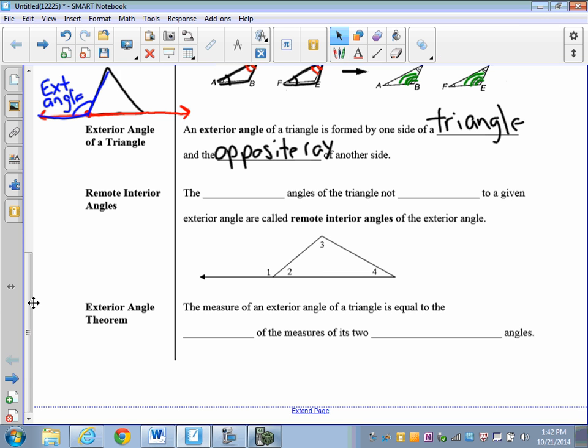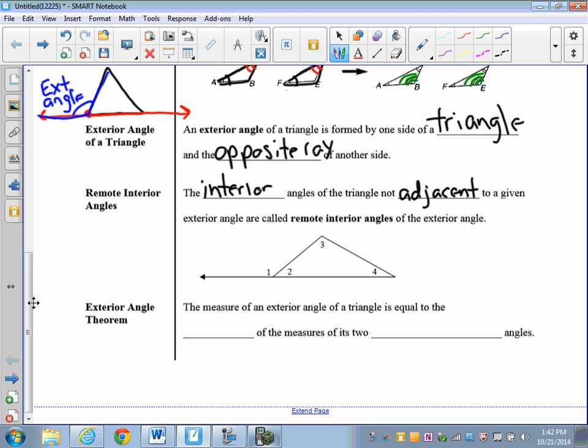Sometimes this will get confusing because you'll see angles on the outside of the triangle that don't form a linear pair or a straight line with one angle of the triangle. We also have something called remote interior angles. Remote interior angles are the interior angles of the triangle, not adjacent.